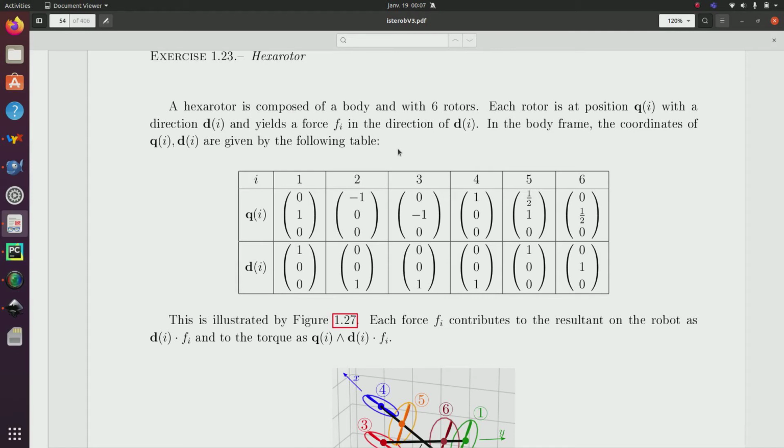Hexarotor. In this exercise, we consider a hexarotor, which is like a quadrirotor, but with 6 rotors. Each rotor has a position and a direction, and the rotors allow us to have a force Fi in the direction corresponding to the rotor. So we have a table which gives the position and the direction of each of the 6 rotors.